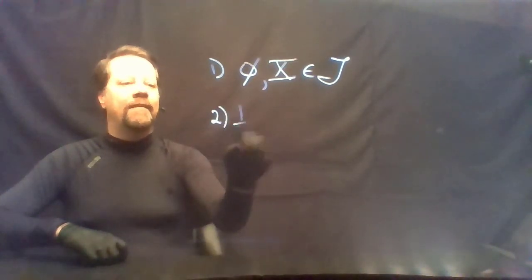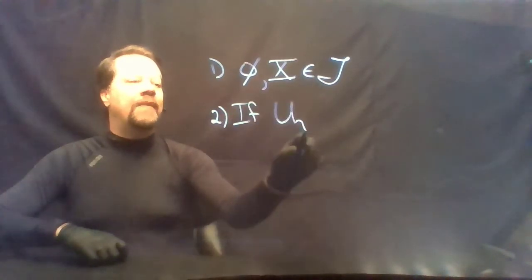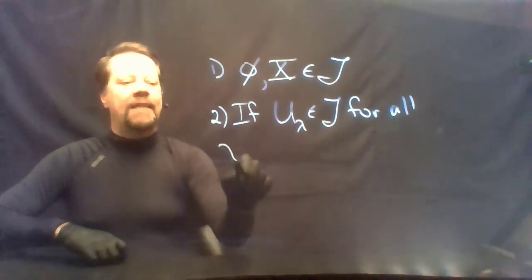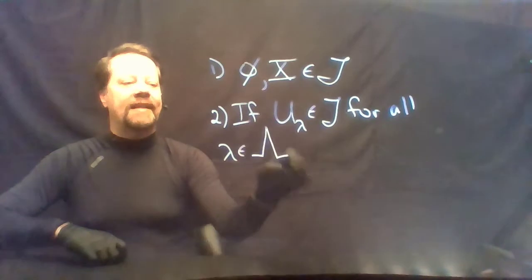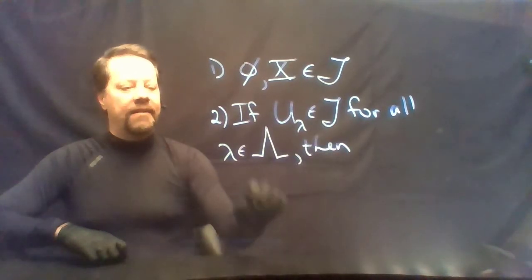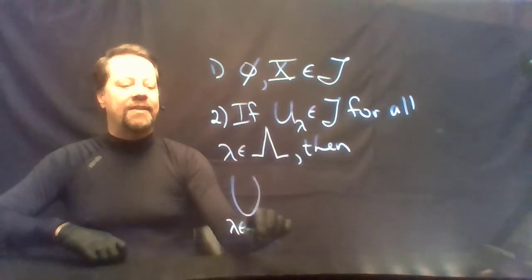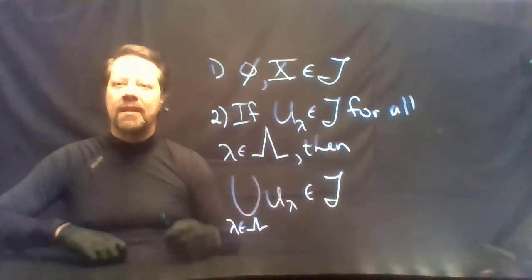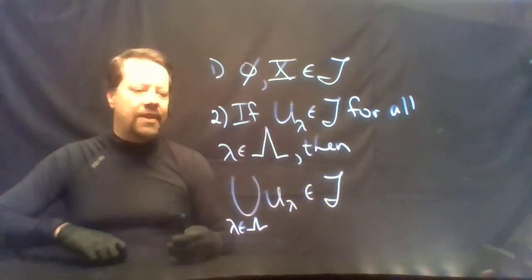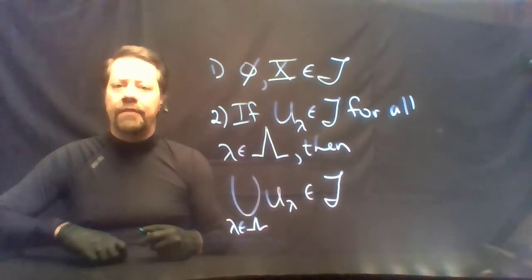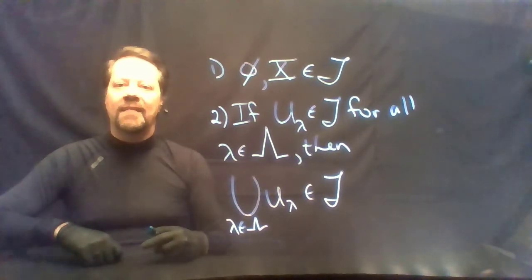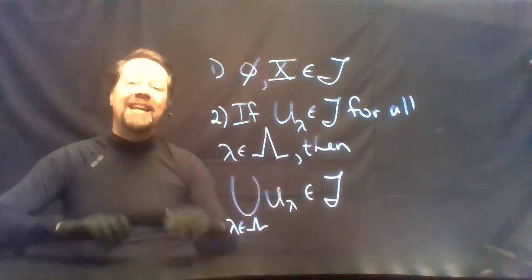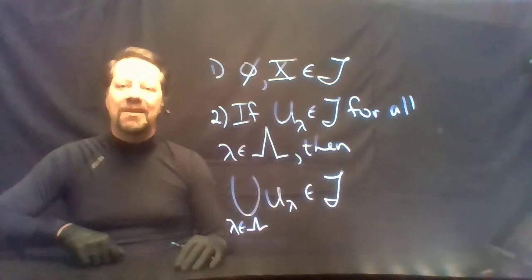Also, if U lambda is in the topology for all lambda elements of some indexing set capital Lambda, then the union for all of these lambdas in the indexing set of the U lambdas will also be an element of the topology. In other words, every topology is closed under arbitrary unions. If you take the union of two open sets, you will get an open set. If you take the union of a million open sets, it's still open. If you take a union of an infinite number of open sets, that too must still be open.